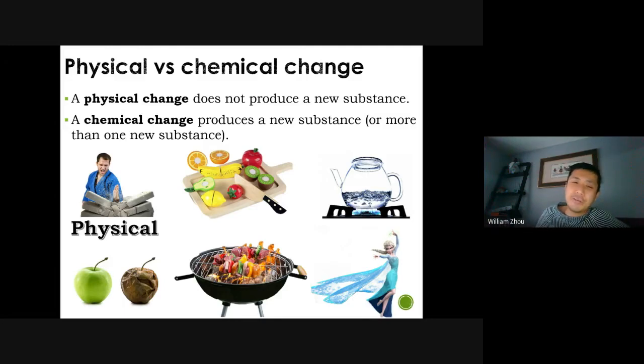Okay, chopping fruits and vegetables. Physical or chemical? Okay, also physical. Again, yeah, chopped fruit or chopped vegetable, you didn't change the fact that it's still vegetable. You chopped up some tomato, it's still tomatoes. So that's physical. How about boiling water?